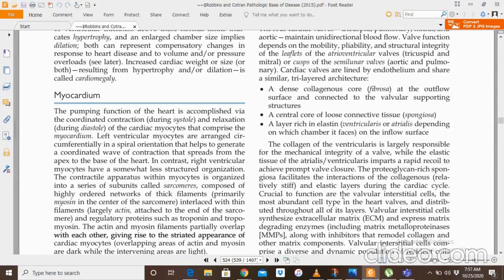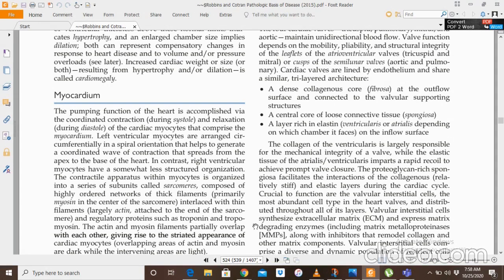Crucial to function are the valvular interstitial cells, the most abundant cell type in the heart valves. Along with these three layers, there is another important cell type present in the cardiac valve called valvular interstitial cells, and these cells are the most abundant type of cells present in the cardiac valves and distributed throughout all its layers. So the valvular interstitial cells are present in all the layers of the cardiac valve, in the fibrosa, in the spongiosa, and in the ventricularis.